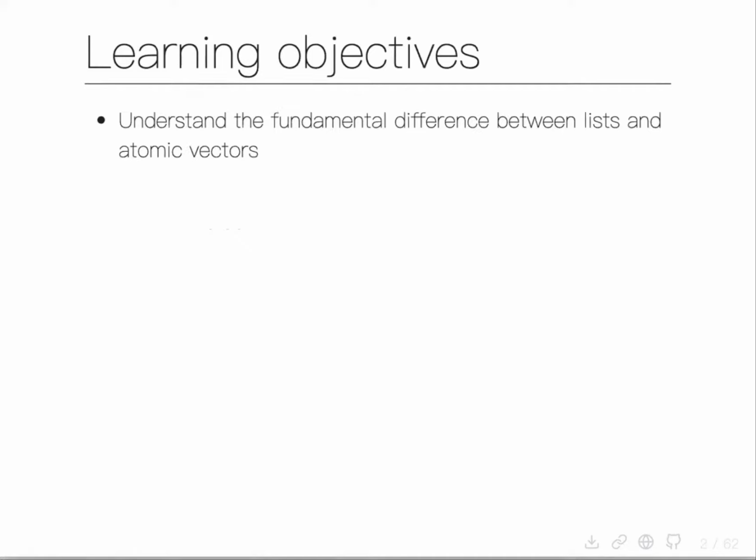So the main learning objectives for today are to understand the fundamental differences between lists and atomic vectors. I don't think I mentioned this before, but atomic vectors are called atomic vectors because they are literally like the atoms of R. So they're small pieces that build on top of each other with these different attributes and things to create all of the other different types of data that we have in R.